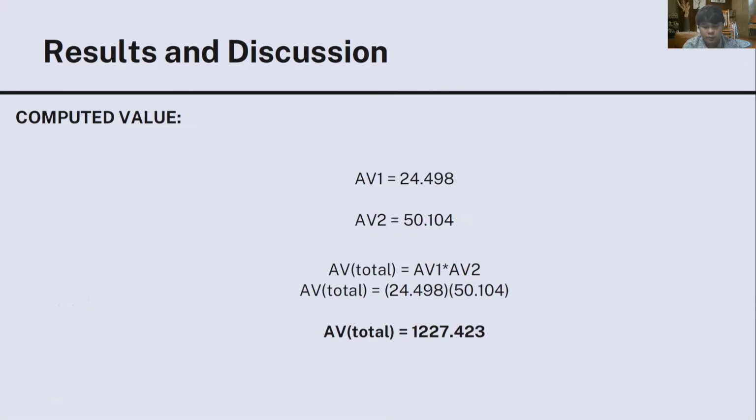Furthermore, using the equation AV total is equal to AV1 times AV2, the computed total voltage gain for our amplifier is 1227.423.